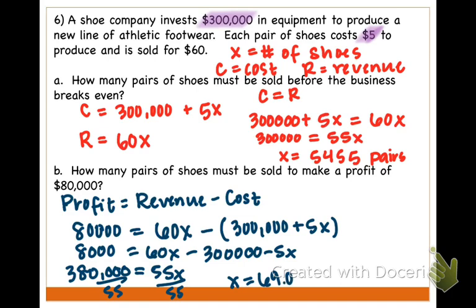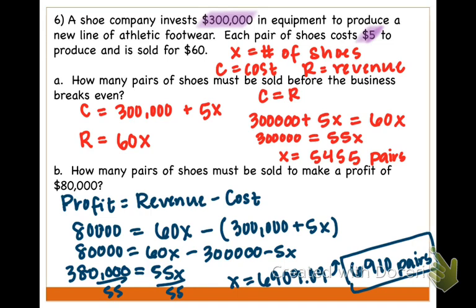6,909.09. But just like above, that decimal, I can't sell 0.09 pairs of shoes. And if I were to round this down to 6,909 pairs of shoes, I wouldn't quite reach that $80,000 mark. So to make sure I actually hit the $80,000 mark, I'm going to round up and make this 6,910 pairs. So my profit is going to be more than $80,000. But if I were to round down, I would have been just underneath that goal of $80,000.